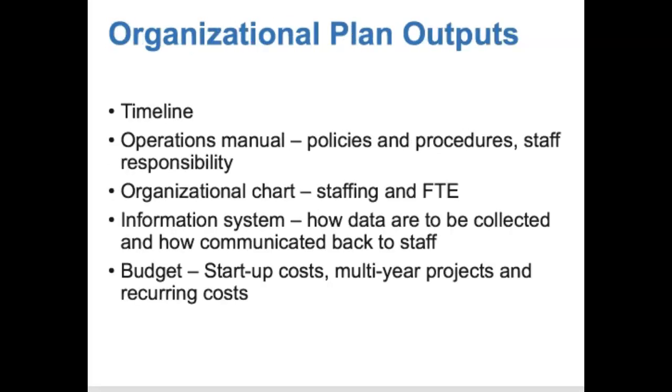Now that we've covered the inputs, here are some of the organizational plan outputs. These outputs can be measured and used to monitor if the inputs are being used effectively. For example, timelines can be used to keep activities coordinated and on track to meet deadlines. Other outputs are the operations manual, a scope of work or other big organizational policies, the organizational chart and staff descriptions, and the information system, which will capture, hold, and organize data, as well as the budget.